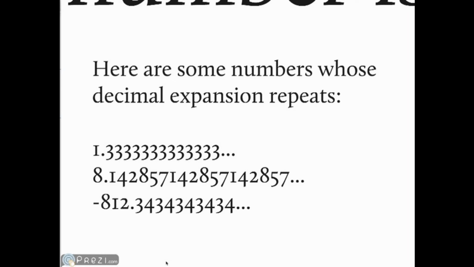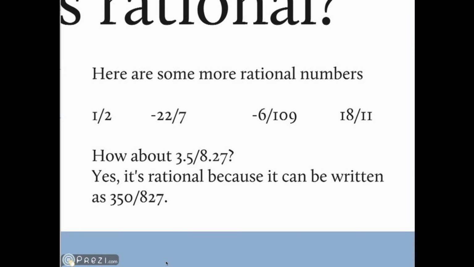8.142857, 142857, 142857, and so on. The 142857 repeats indefinitely. Therefore, this second number is a rational number. And the third number, negative 812.3434343434, and so on. That number is also a rational number.